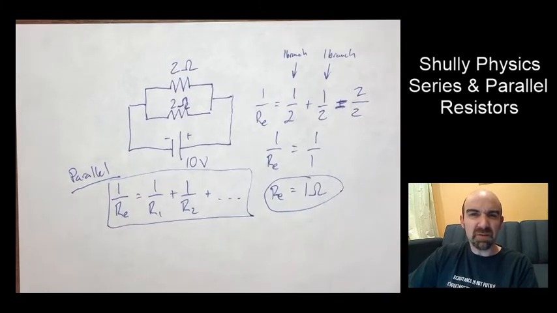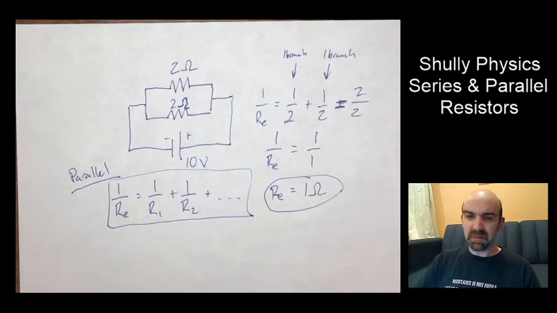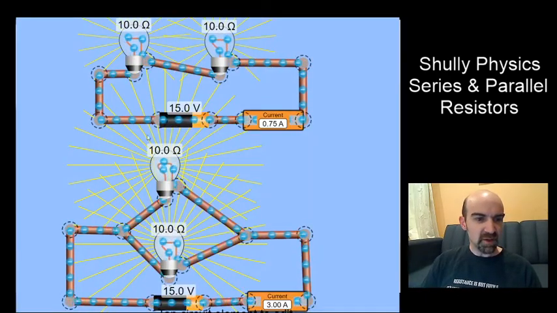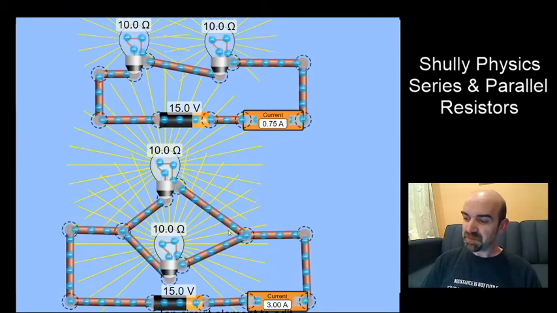You ever think you'd get that? 2 plus 2 equals 1? Well, in this case it is. Let's try a slightly more involved one. Actually, let's solve this circuit that I have here. We've got two 10 ohm resistors and 15 volts. Let's see if we can come up with 3 amperes as a solution to that.